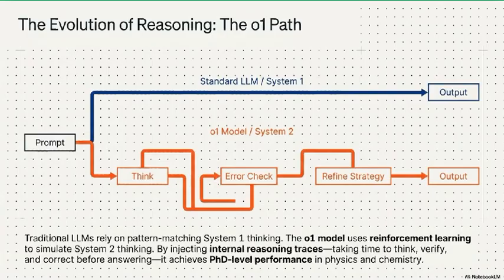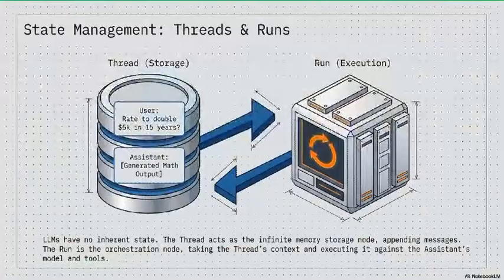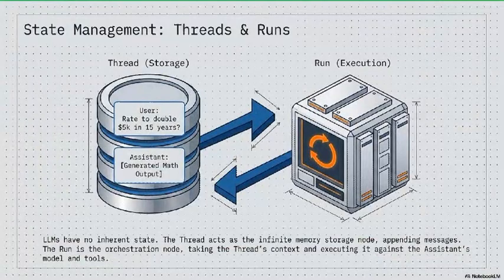Let's dive into threads and runs. The blueprint visualizes a database cylinder called the thread. This is the infinite memory storage node. Okay. It doesn't think, it just stores. It simply appends messages in chronological order. Right. So a user inputs, what's the rate of return needed to double $5,000 in 15 years? That text just gets saved into the thread. And next to the thread is a server block called the run. The run is the active orchestration node, the execution layer.